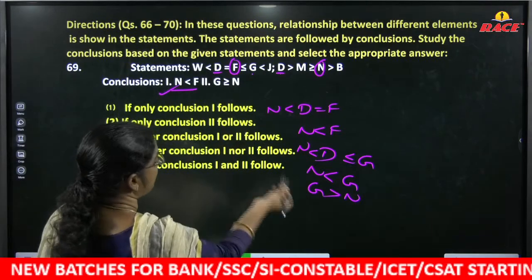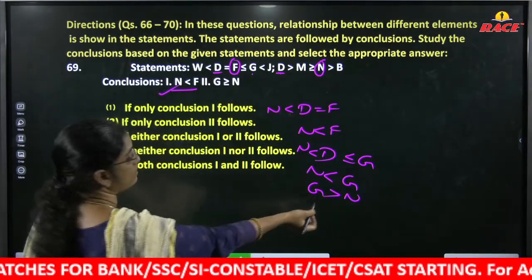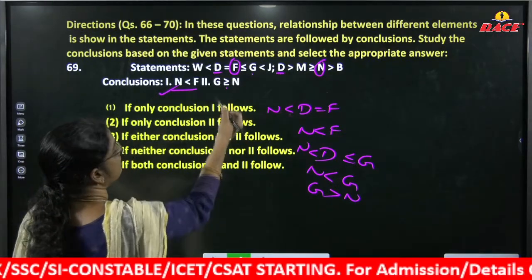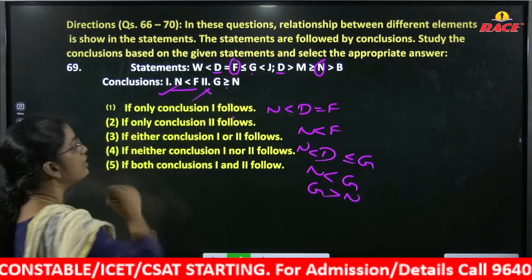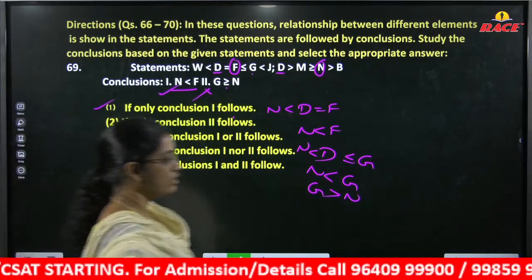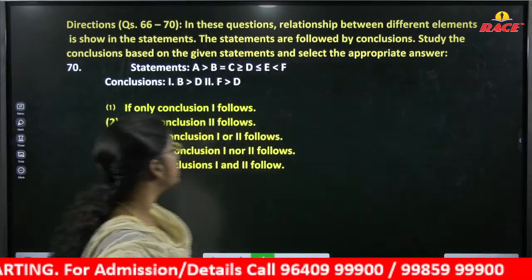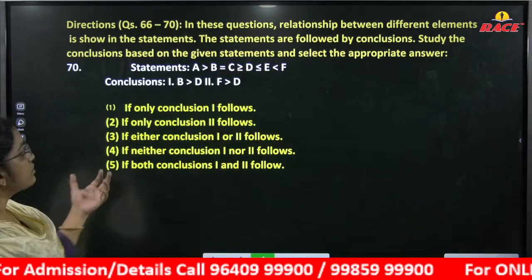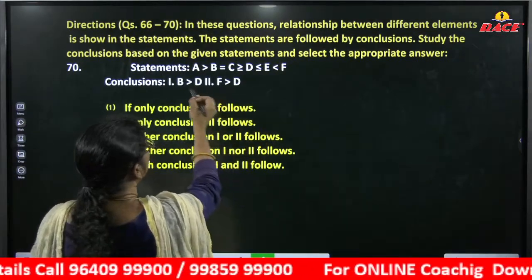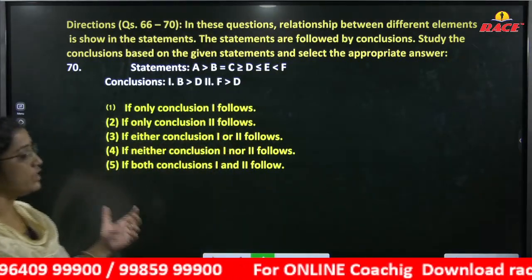Yes. So here we are getting the answer: G is greater than N. Here they are giving G is greater than or is equal to N. That means that is a wrong concept. So our answer is only one follows. Next, coming to our next question. Yes, this question is also related to inequalities. So here we are having one statement and they are giving two conclusions.